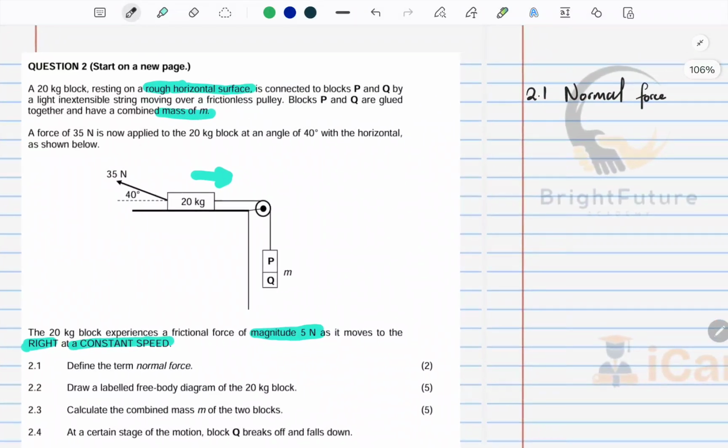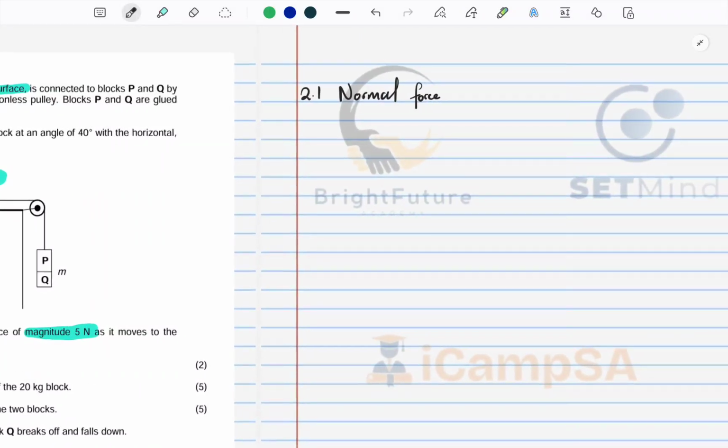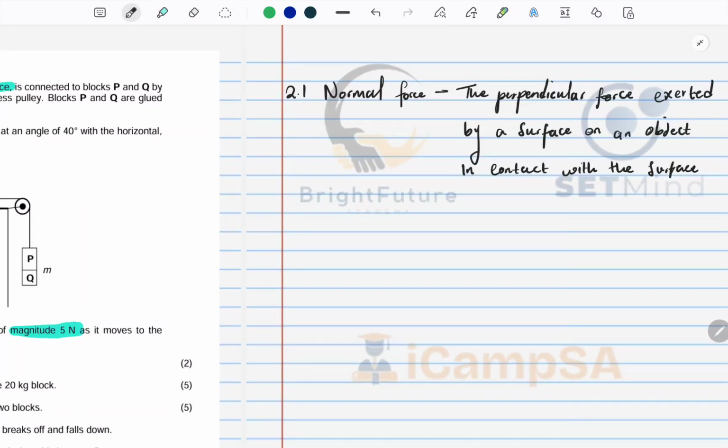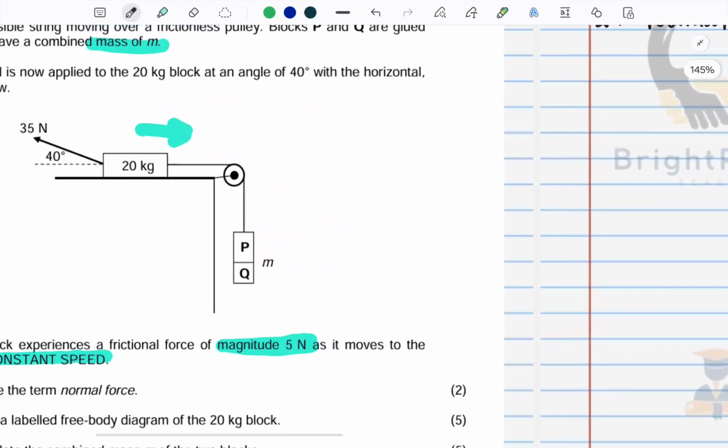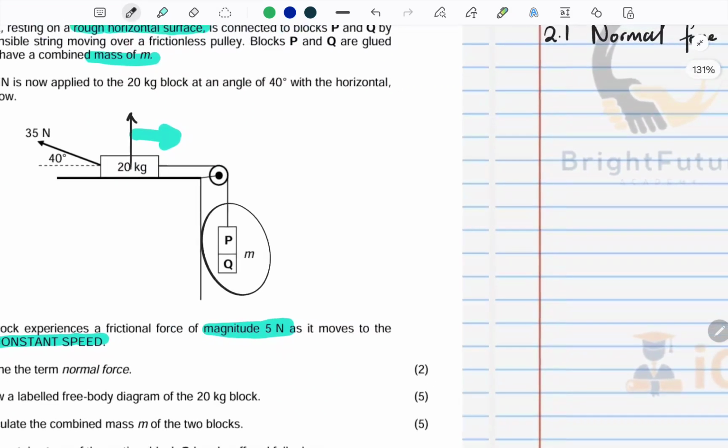This force is always going to be perpendicular to the surface. So we have a perpendicular force that is exerted by the surface on an object, the object that is in contact with the surface. In this case, this object here has a normal force. The other blocks, because they are not in contact with the surface, are not going to have a normal force. The only block that has a normal force is this one, and that force is going upwards.